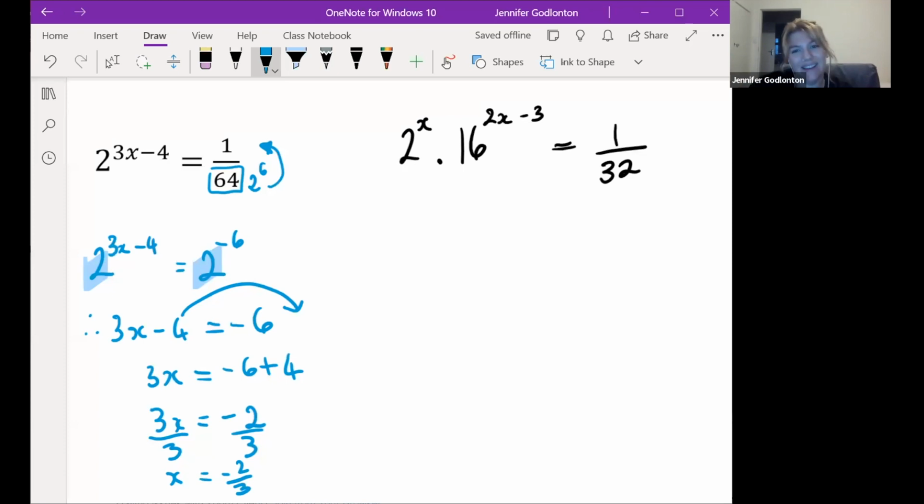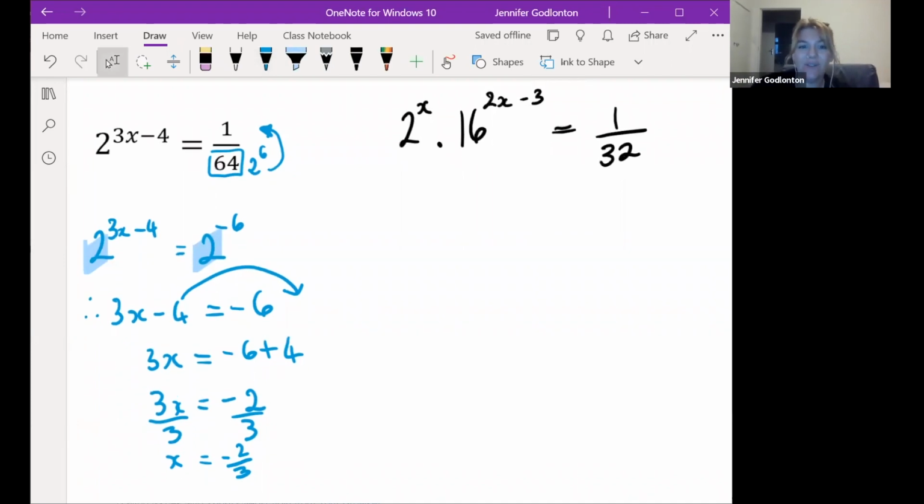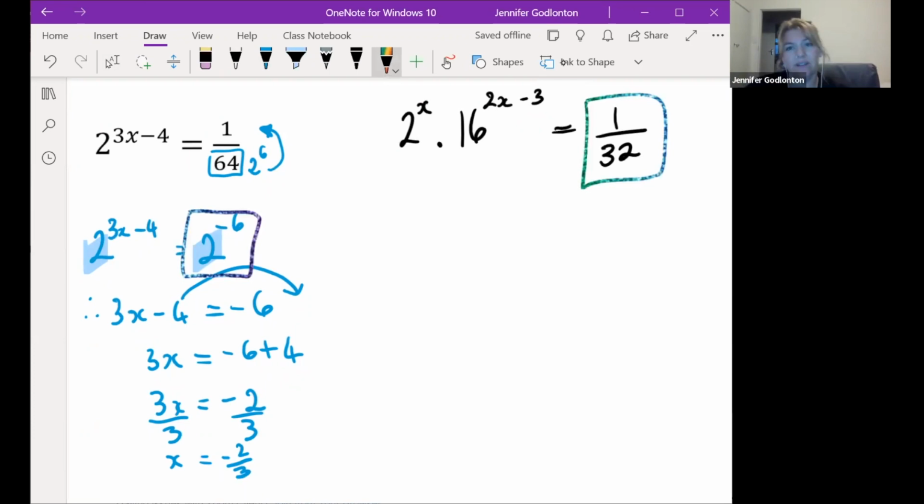Okay. Give the one on the right-hand side a try. Try and not fall for the same trap. If you left that as 2 to the power of 6 and not 2 to the power of negative 6, then you fell for my trap. So just be careful to not do the same when you tackle 1 over 32.